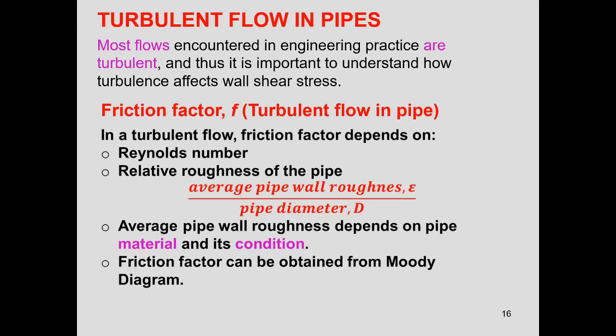Turbulent flow in pipe. You have to understand laminar flow, and here we go to turbulent flow. Most flows encountered in engineering practice are turbulent, and thus it is important to understand how turbulence affects the wall shear stress. The friction factor in turbulent pipe flow does not only depend on the Reynolds number. In laminar flow, it just depends on the Reynolds number. But now, in turbulent flow, it depends on the Reynolds number and the relative roughness of the pipe, which is the average pipe wall roughness over the diameter. The average pipe wall roughness depends on the pipe material and its condition. The friction factor can be obtained from the Moody diagram.